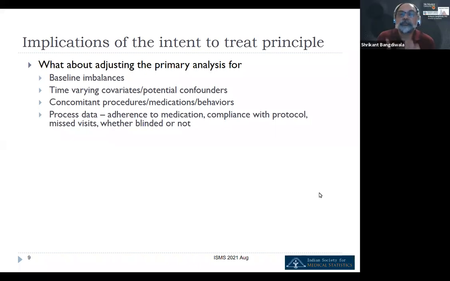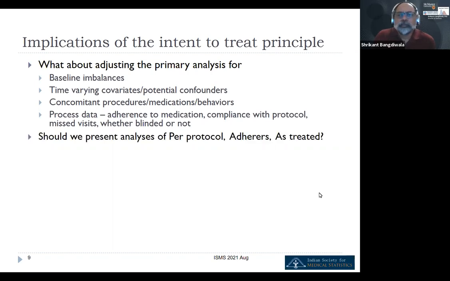Secondary, exploratory, or trying to get an in-depth, better understanding of the effect of the intervention. But as I said, secondary. You're going to do it. The primary is always that crude one. Should you present those per protocol adherers as treated? It's up to you. It's up to what argument you want to make.